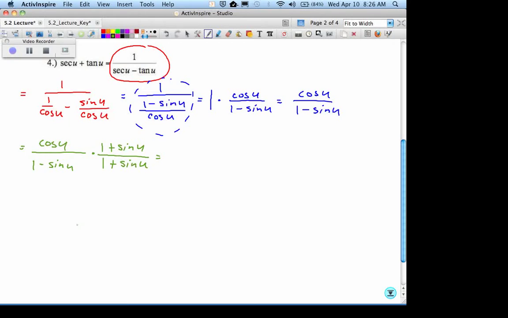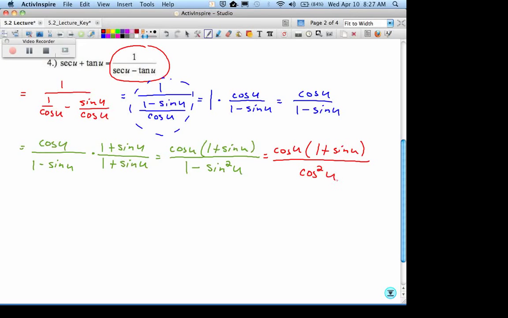Now keep in mind we're trying to get to secant plus tangent. So I have cosine times 1 plus sine of u. I'm not going to distribute. When you multiply the bottom, it's a conjugate rule, so just do the 1 times 1 minus sine squared of u. That's the same. I got it. So this is cosine times 1 plus sine, all over the bottom is what we're changing out.